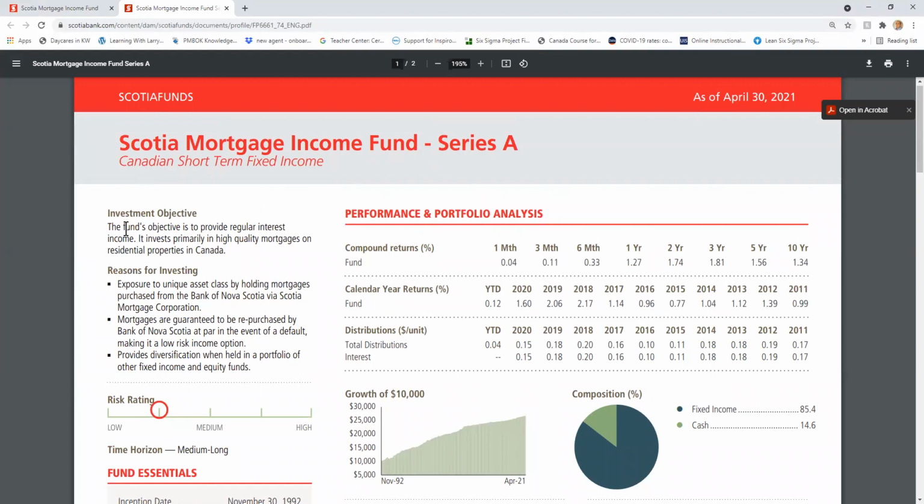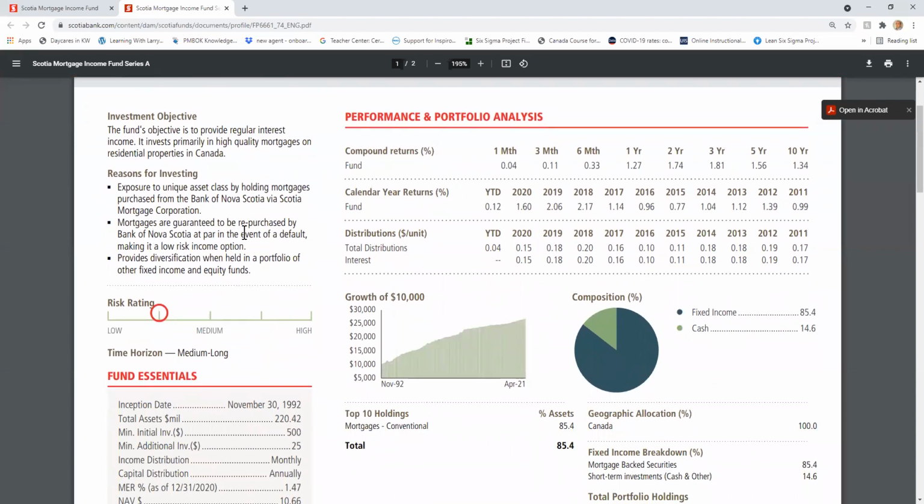So the main purpose is to provide regular interest income and invest in high quality mortgages on residential properties in Canada. It is invested in Scotiabank mortgages through Scotia Mortgage Corporation. They're giving security that if they default, Scotiabank will cover it. So it is a low risk option, because mortgages are also insured, some of them through CMHC or Genworth, and otherwise there will be high ratio mortgages. Those are safer ones, and these mortgages are covered. That is why, again, this is low to medium risk.